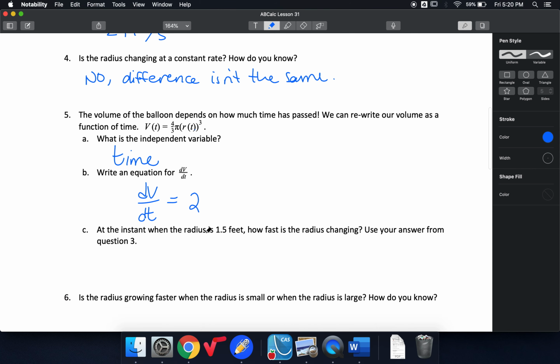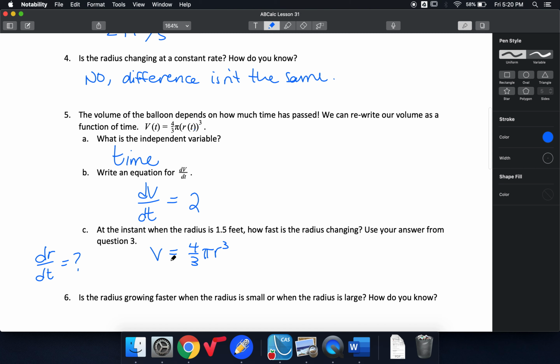At the instant when the radius is 1.5 feet, how fast is it changing? Well, I need to find a formula. I want to find dr/dt. So that's what I'm looking for. I know that volume was 4/3 pi r cubed.